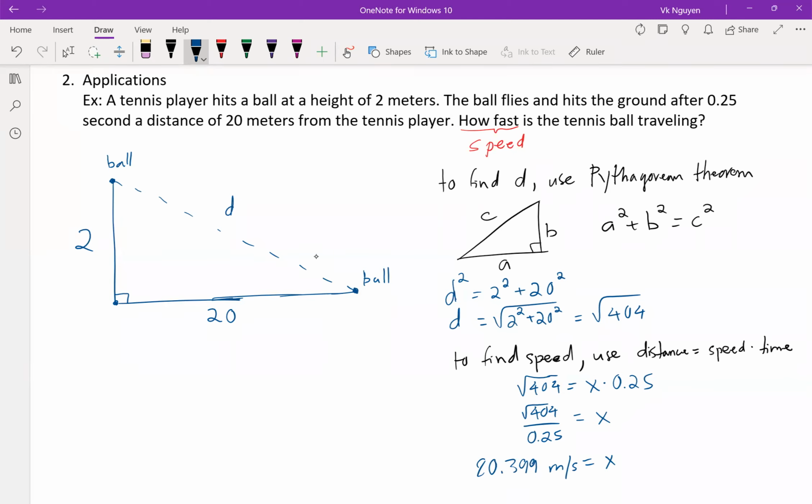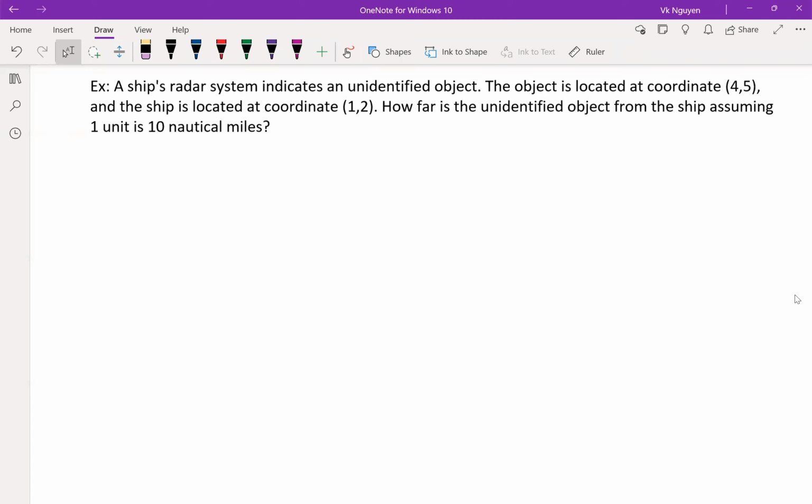And that's how fast. Example, a ship's radar system indicates an unidentified object. The object is located at coordinate (4, 5) and the ship is located at coordinate (1, 2). How far is the unidentified object from the ship? Assuming one unit is 10 nautical miles. We can do this problem by just sketching out and plotting the points. However, I want to introduce you to a new formula, and we're just going to use that formula.